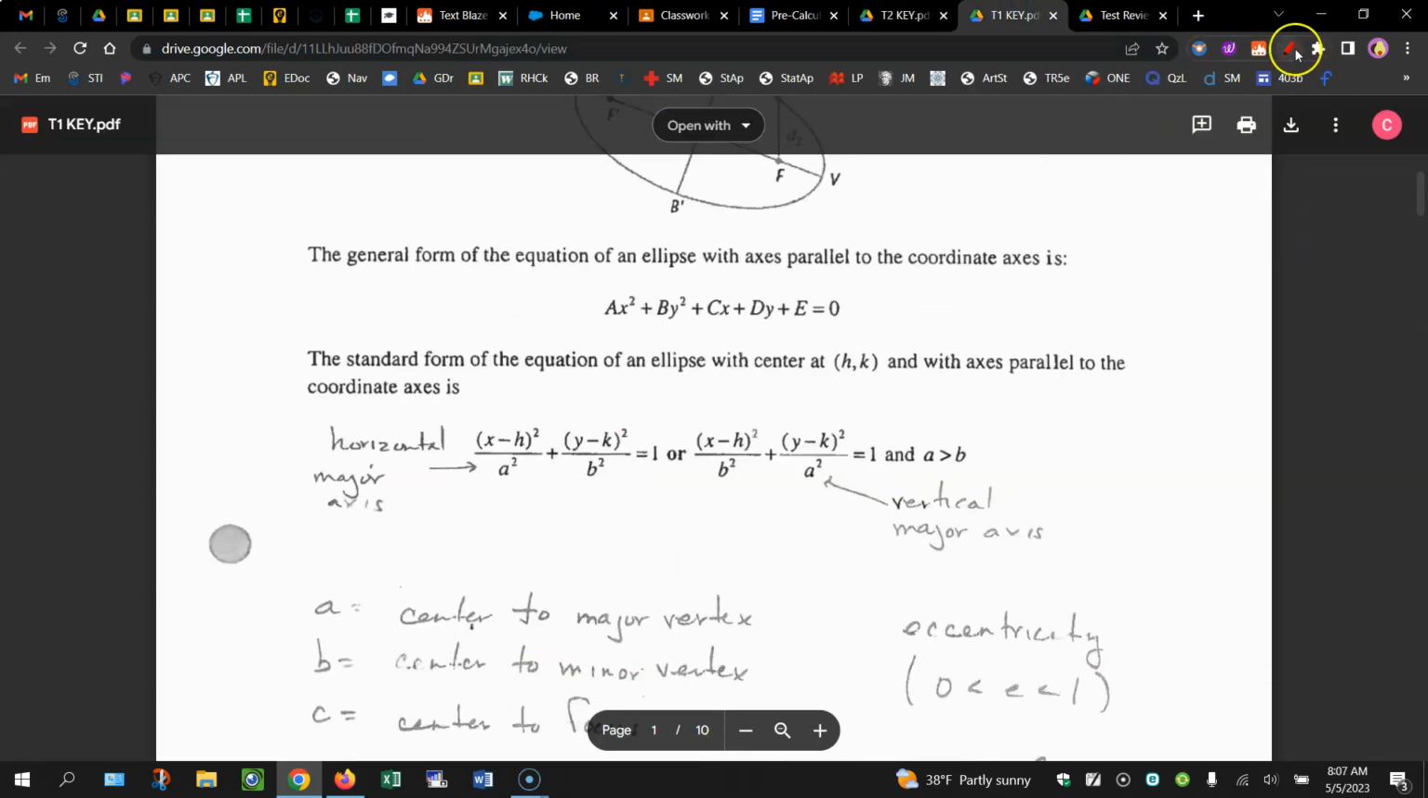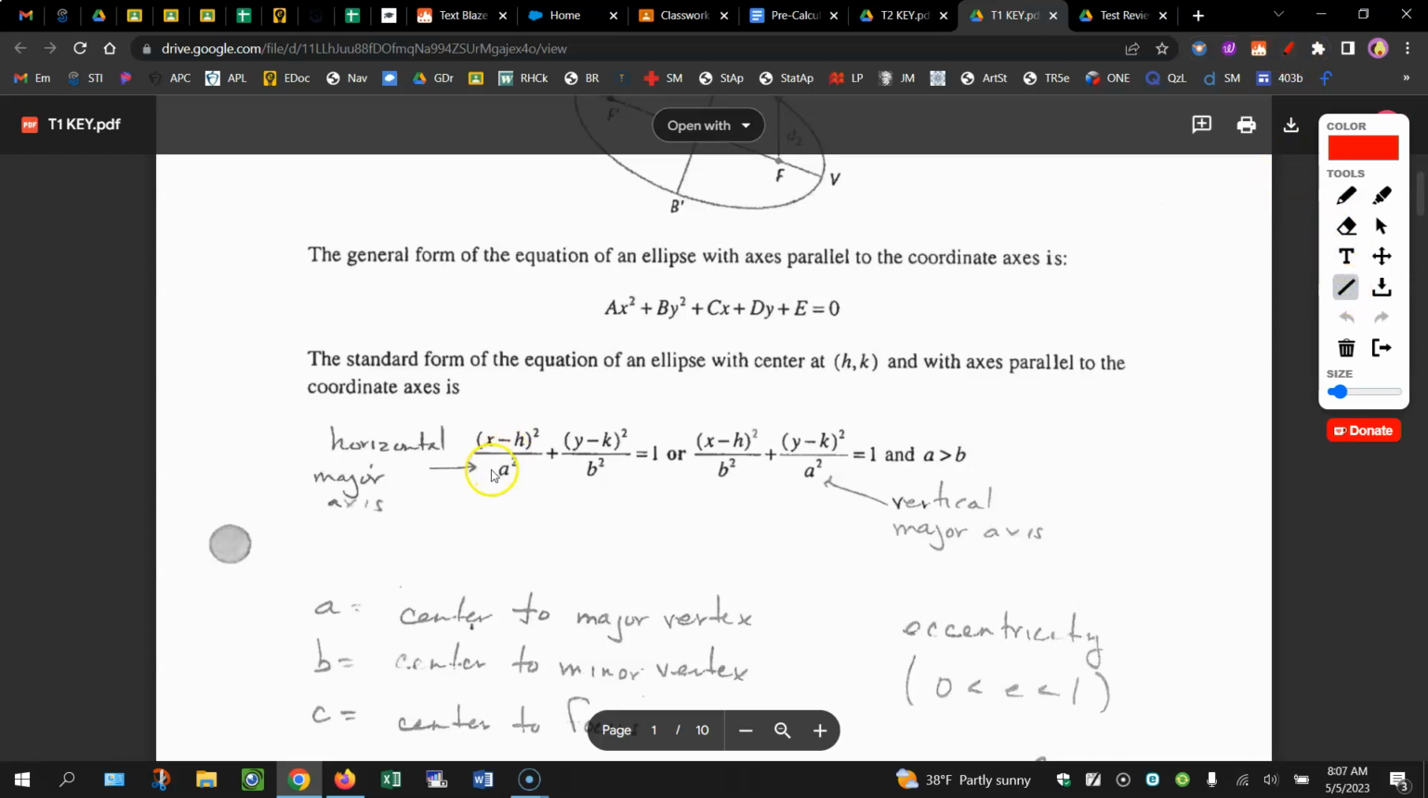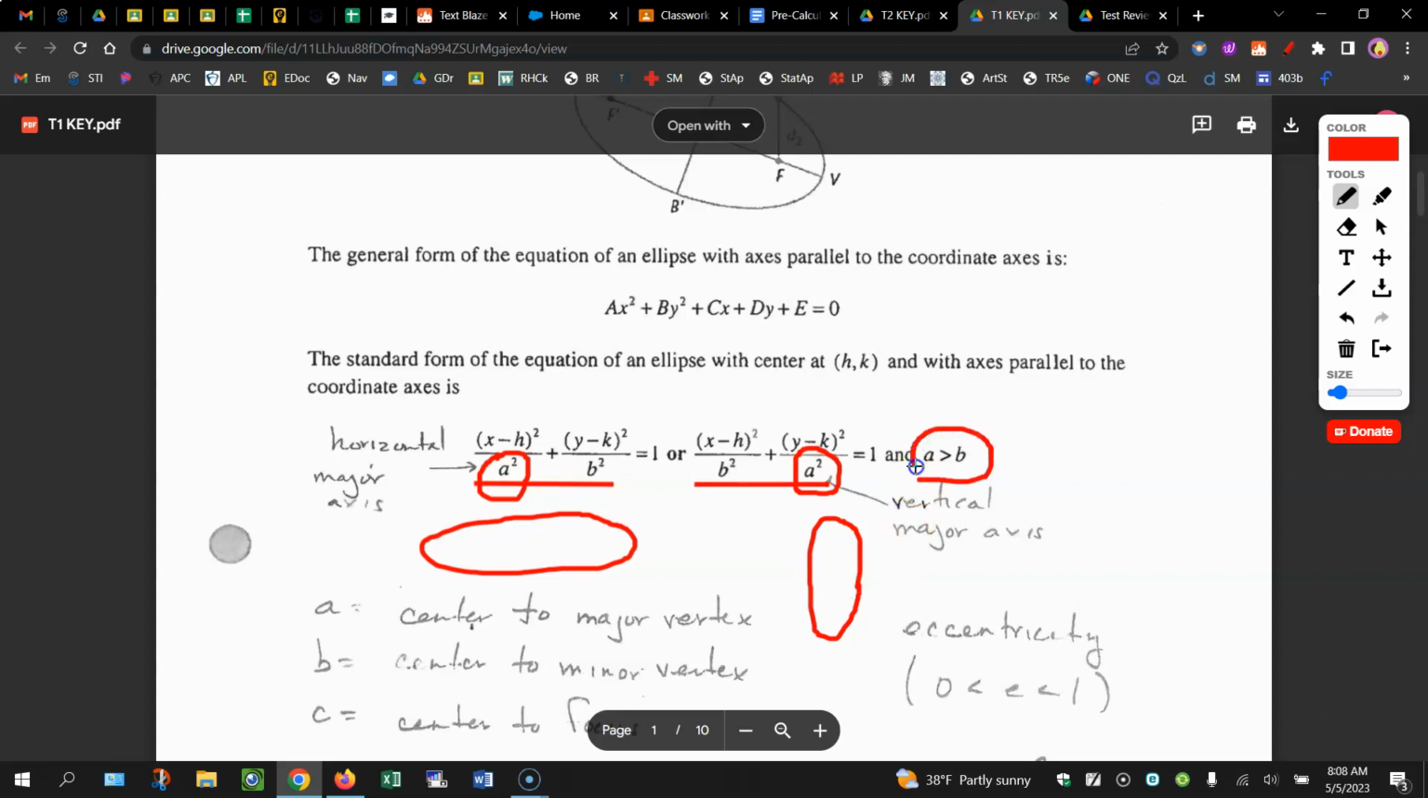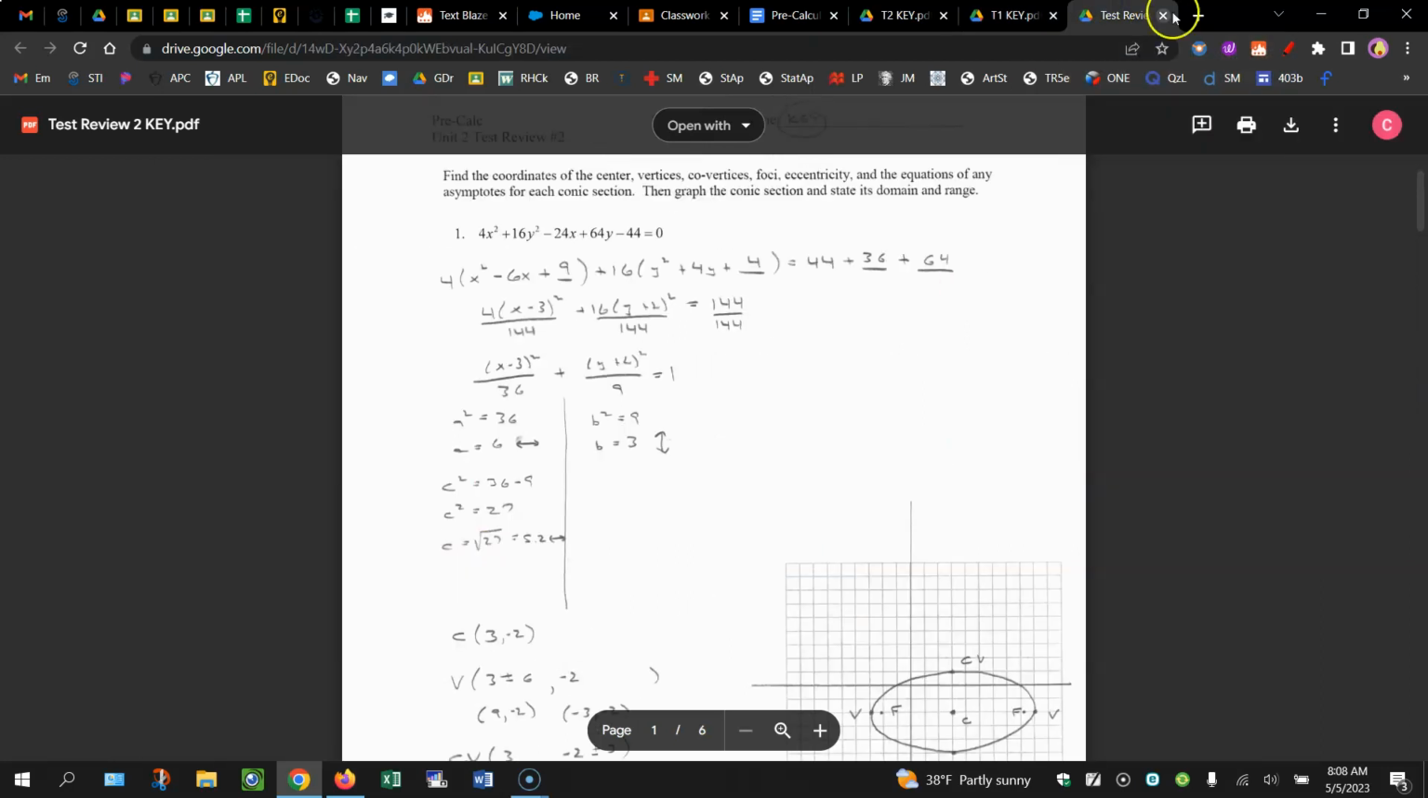Okay, I want to show you the different types of ellipses here. You'll notice the only difference between these two is where the a squared and the b squared are. So in this scenario, if the a squared is under the x, that means the major axis is horizontal, so it's going to be stretched more horizontally. That'll be a horizontal ellipse. And if the a squared is under the y, this is stretched more vertically, so it'll be a vertical ellipse. And a squared is always larger than b squared in an ellipse. So with that being said, let's look at a question that kind of has it all.